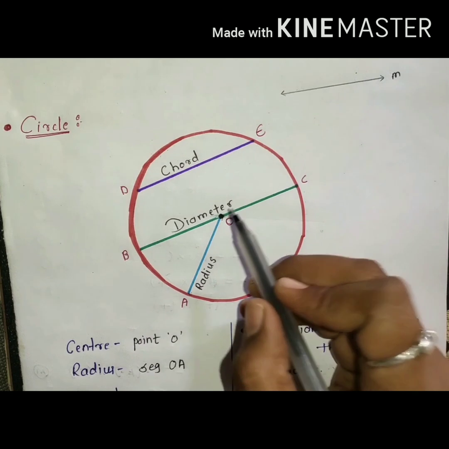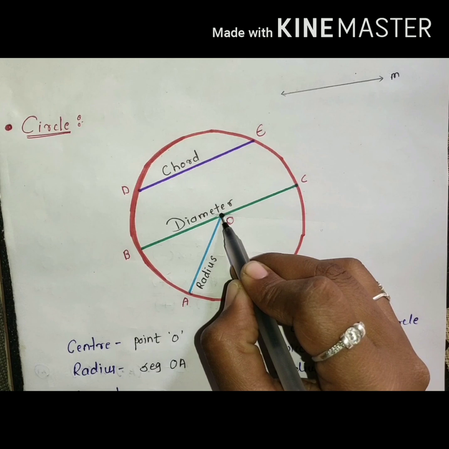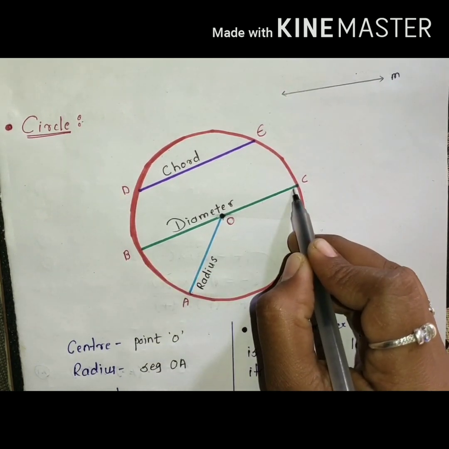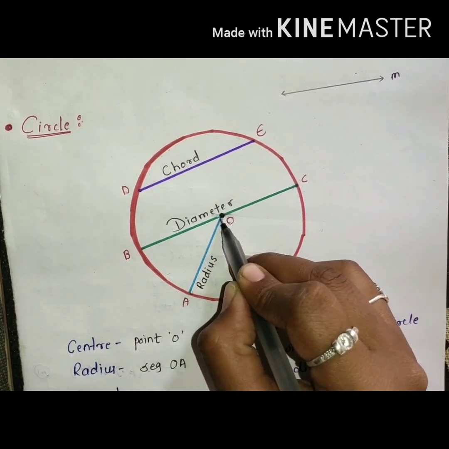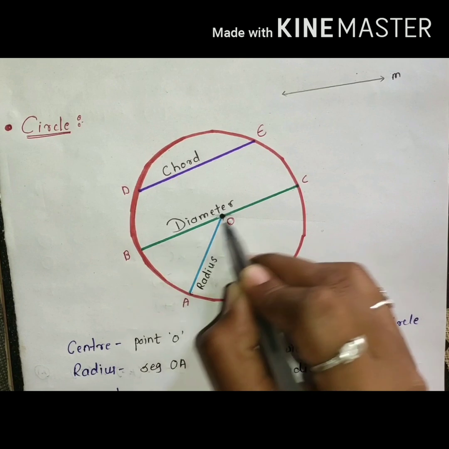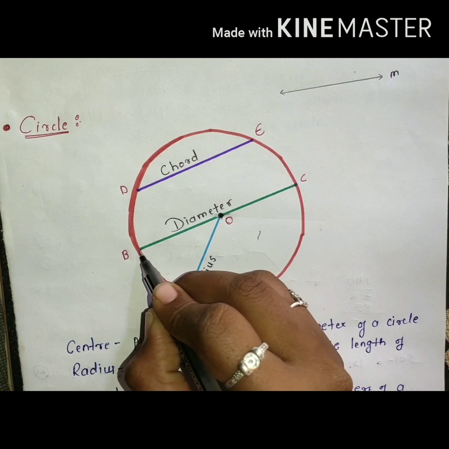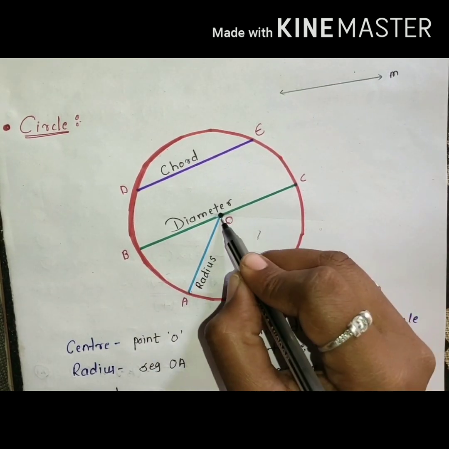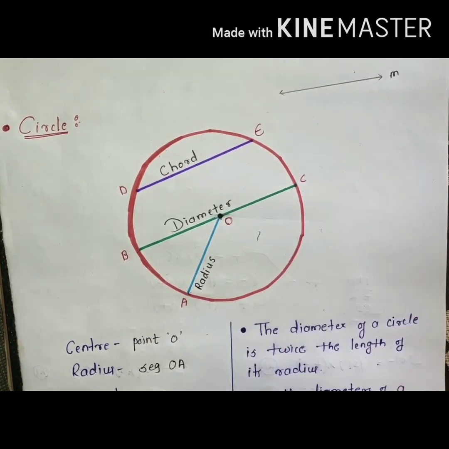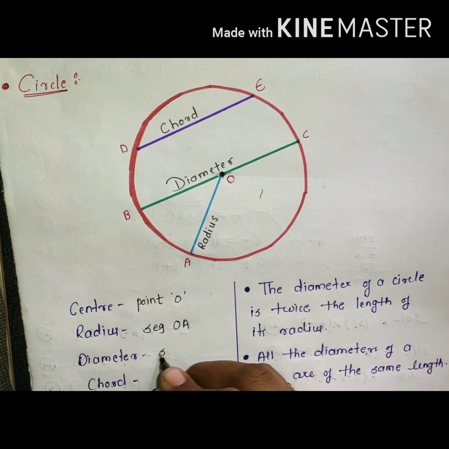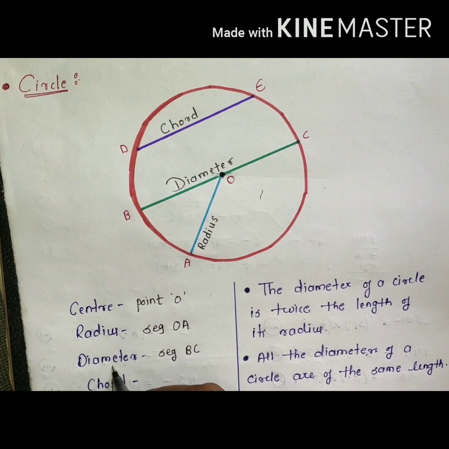Next one, diameter. What is meant by diameter? Any segment passing through the center and joining any 2 points on the circle. Over here we can observe that segment BC passes through the center and joins 2 points on the circle, point B and point C. So over here segment BC is the diameter of the circle.